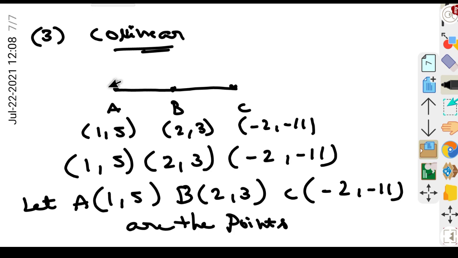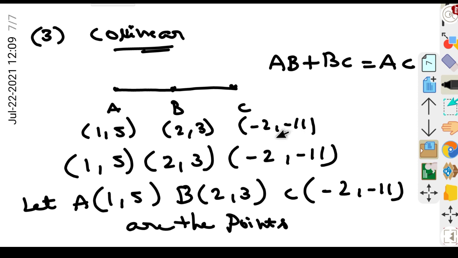Just observe this straight line here. AC is a line, and AB and BC make an AC straight line, correct? Therefore A, B, C are points which should lie on a single straight line, nothing but the line AC. So we can write the condition like this: AB plus BC makes one straight line, that is AC. By using this condition we can check whether the given coordinate points are collinear or not.